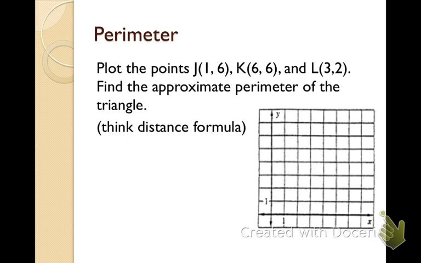Finally, I would like you to plot these points and find the approximate perimeter of the triangle. And I've given us a little hint here, it says think distance formula. So we're going to go back to one of our earlier concepts. So let's plot these points. I'm going to go over 1 and up 6. I'm going to make a nice big fat point there. I'm going to go 1, 2, 3, 4, 5, 6 and up 6. And I'm going to go 1, 2, 3, up 2.